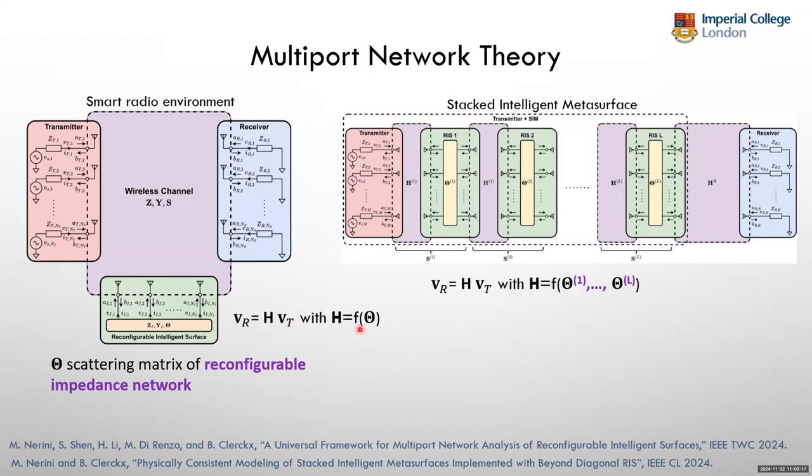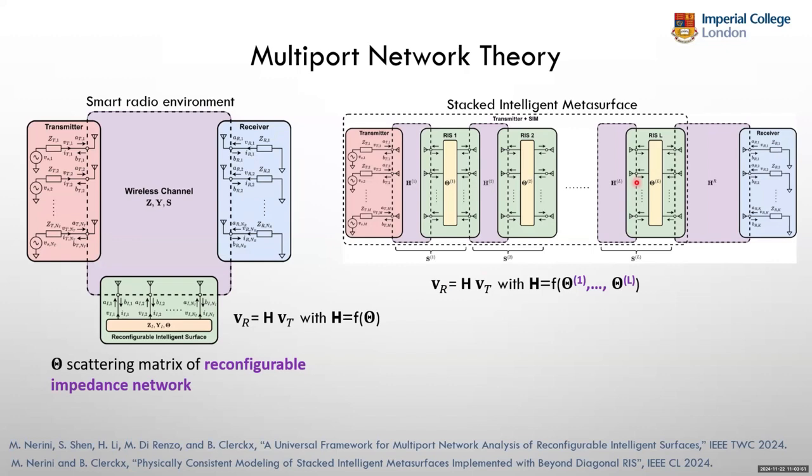And so what it enables you to do is to really characterize this channel matrix as a function of theta, and to do this in as physics-consistent a way as possible. You can do this for SIM as well, but then your relationship between the voltage at the receiver and the voltage at the transmitter is still through a channel matrix H, but this channel matrix H is now a function of the scattering matrices of those L layers of RIS that you may have in your SIM.